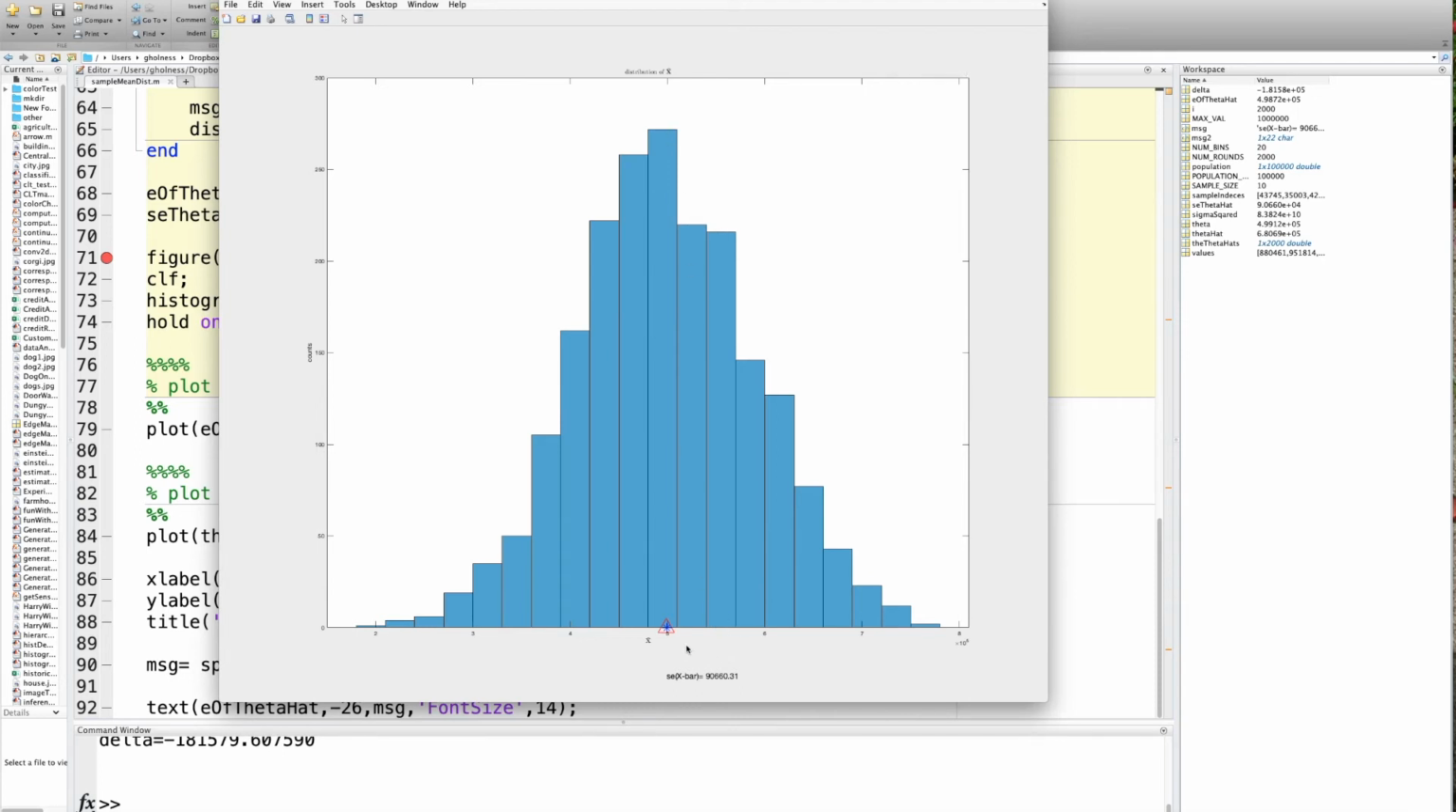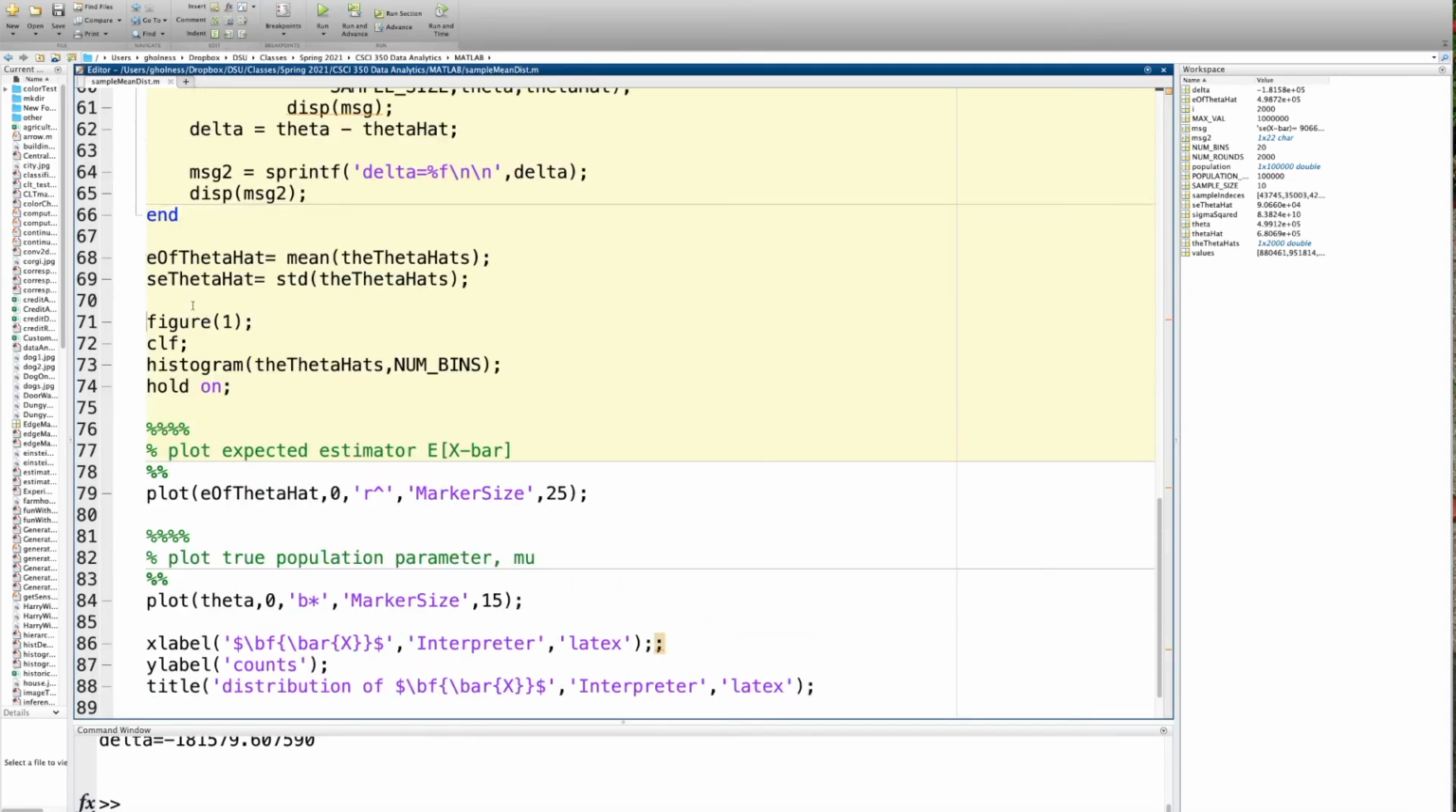And what I've also marked here with the triangle, I'm marking the expectation of x bar, the expectation of our sample mean. And with asterisk, I'm marking the ground truth population mean. And you'll notice the two coincide almost perfectly. And I'm writing on this graph the standard error, and you notice that the standard deviation is 90,660. Okay.